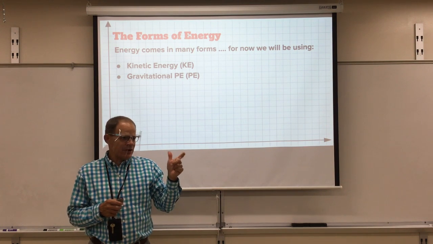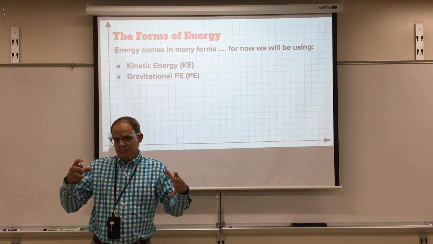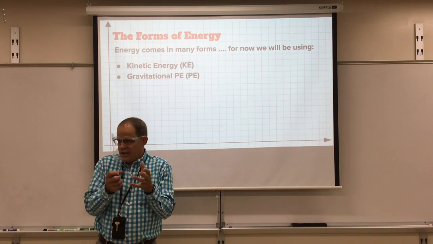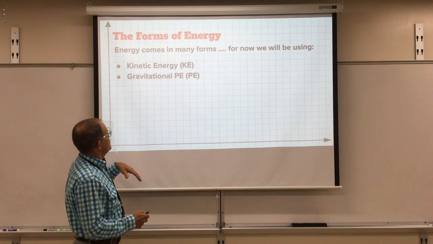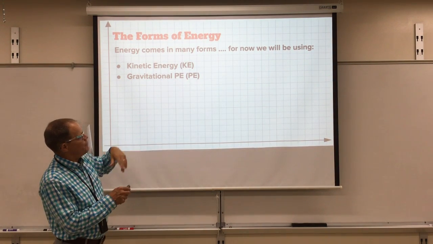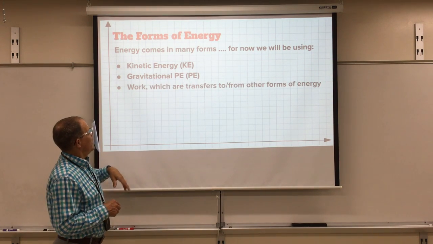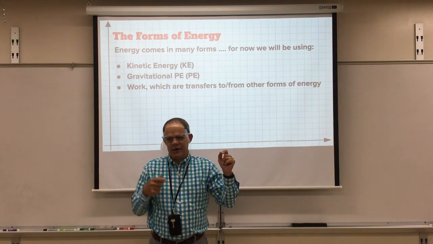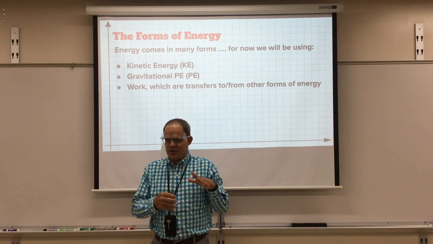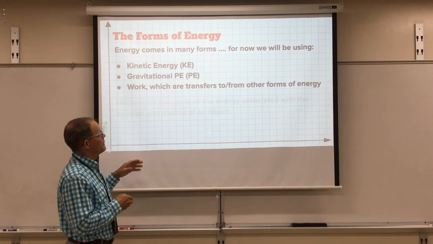You can also have other kinds of potential energy, like if you store energy in a spring. You can compress a spring, and there's energy stored in it, and you can fire a little Nerf dart with it later, right? So there are other kinds of PE, but right now PE for us is just going to be gravitational potential energy, all right? And then there's work. Every time I say work, you've got to think energy transferred, because that's what it is. It's energy that's transferred somewhere else, either into or out of the system, okay?